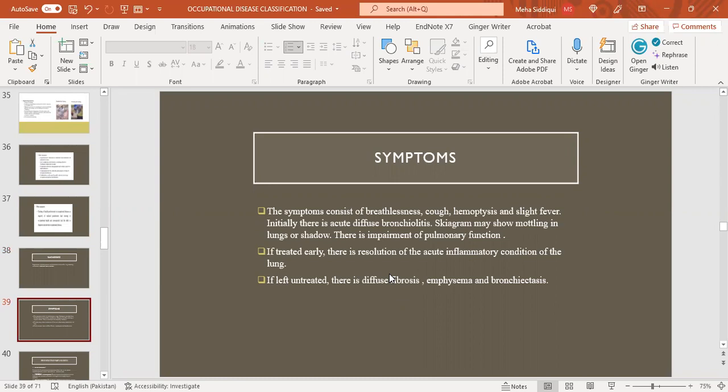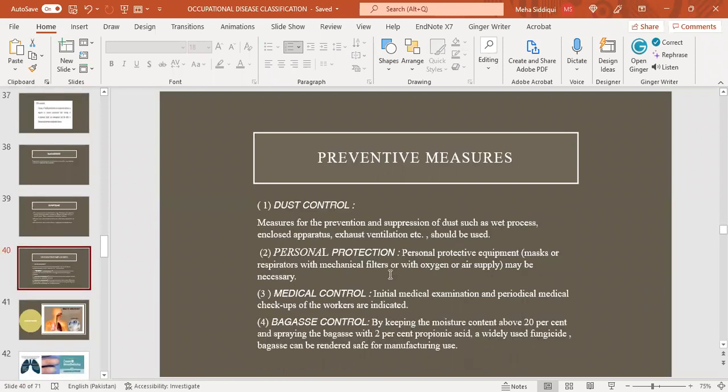If treated early, there is resolution of the acute inflammatory condition of the lung, and if left untreated, there is diffuse fibrosis, emphysema, and bronchiectasis. The four preventive measures of bagassosis are dust control, personal protection, medical control, and bagasse control.